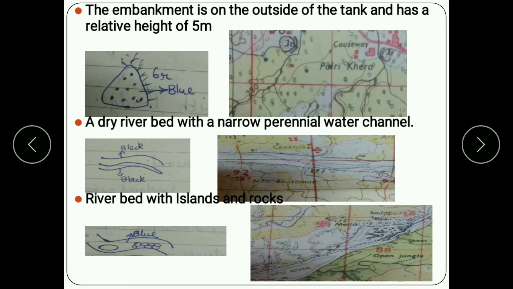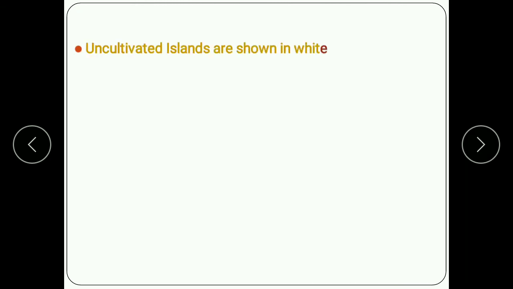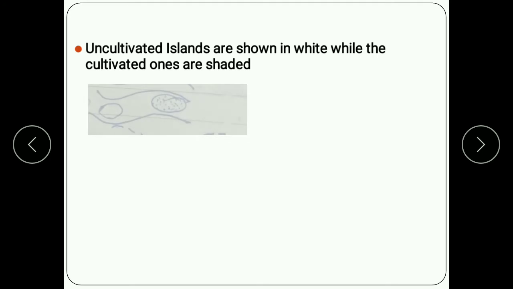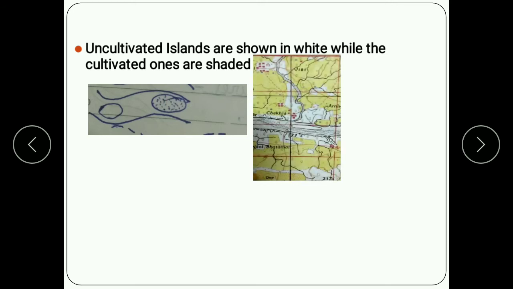Next, uncultivated islands are shown in white while the cultivated ones are shaded. In some of the rivers, you will find that there is a white island present inside the river. That means it is the uncultivated one, whereas the cultivated ones will be shaded, in grey color. So inside any river, if you find a white structure that is almost barren, you will know that this is an island. The island is present inside the river.